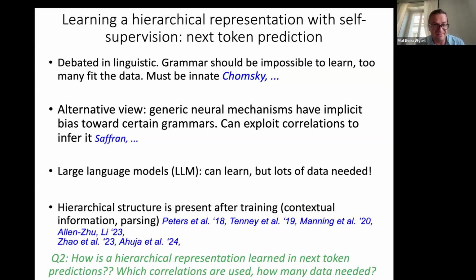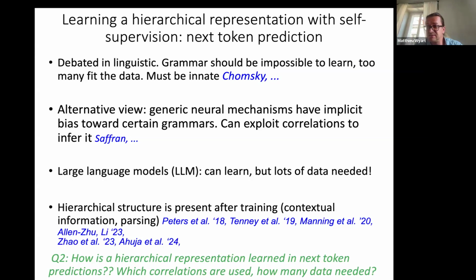Obviously, what we now know is that large language models, just from examples, do an amazing job of learning to speak, learning the grammar, but they need a lot of data. So what's understood about that? There are many studies that show that after training, if you look at what those transformers are doing, they do capture some aspect of the hierarchical structure of data, for example, grammar.